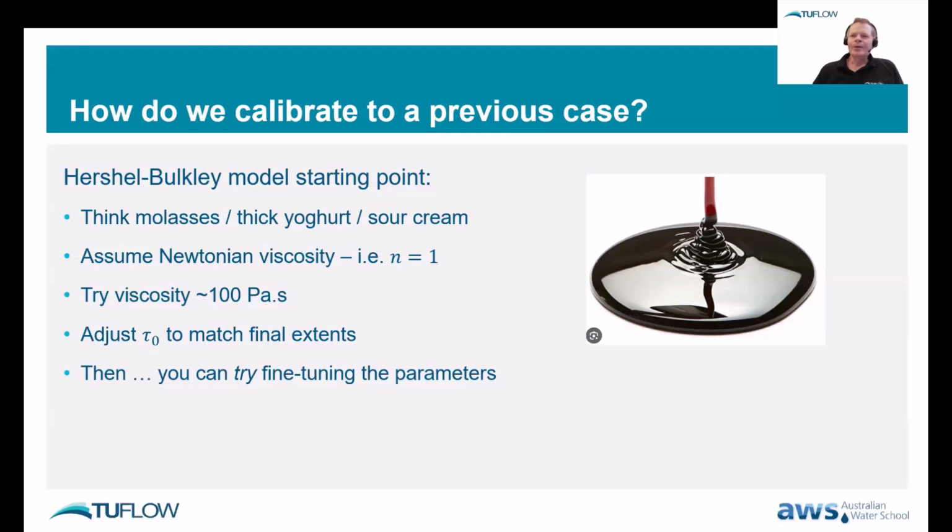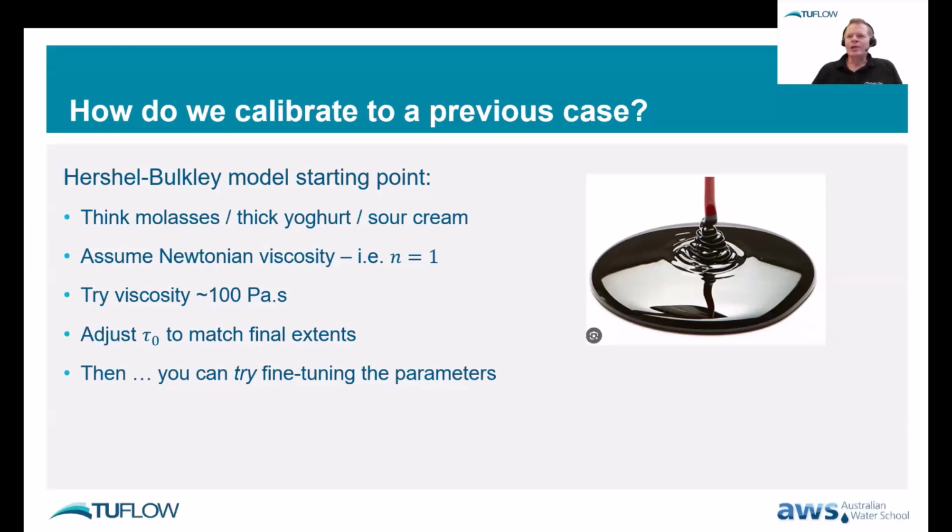And then start adjusting. Run a model with no yield stress to start with, and see what happens. What you'll find is with no yield stress, the model will completely drain afterwards. All of the material will disappear and go, so your final extents will go all the way downstream. They won't ever come to a stop. You're going to need to increase a yield stress if the material actually came to a stop somewhere. And then beyond that, you can try fine-tuning all of the parameters.